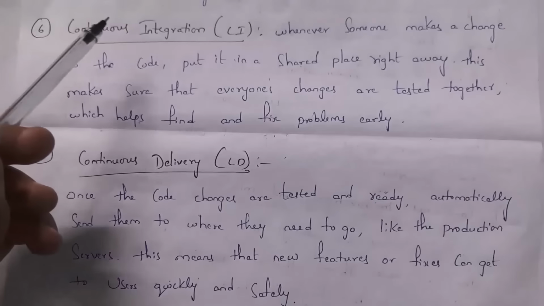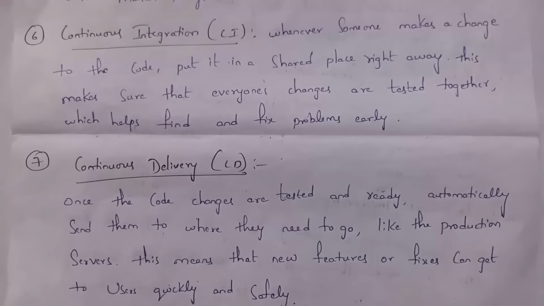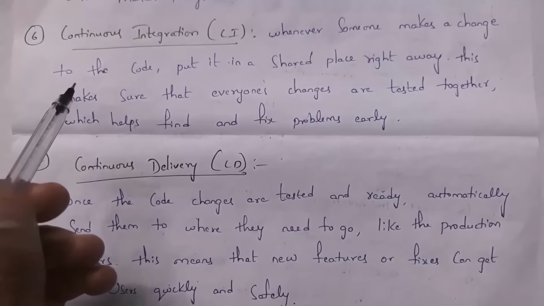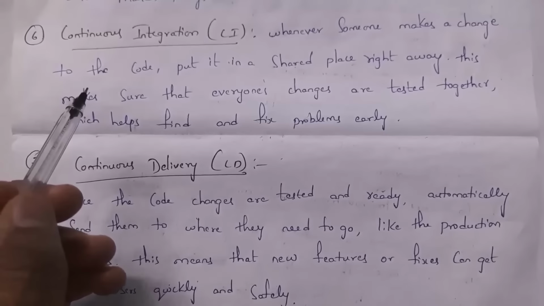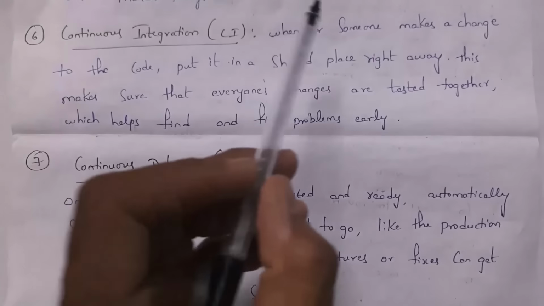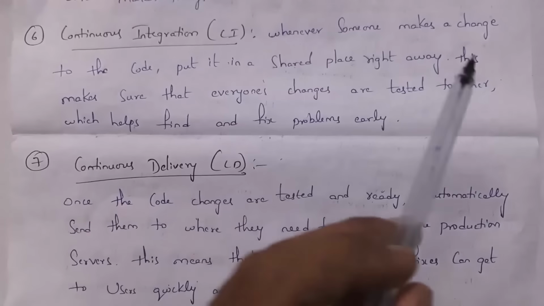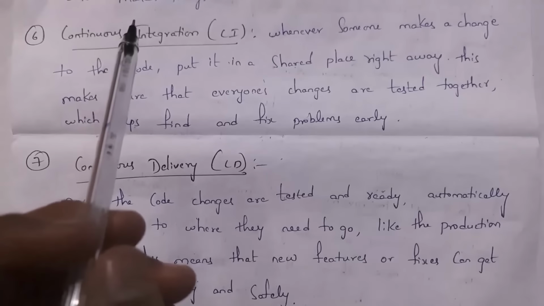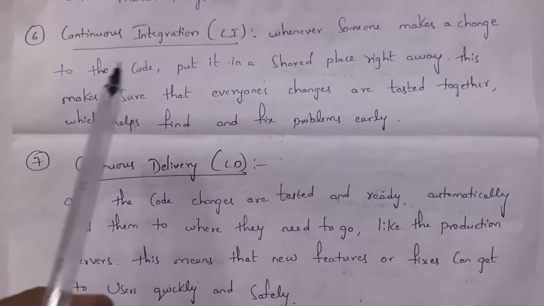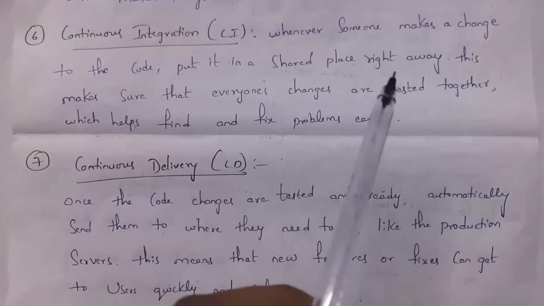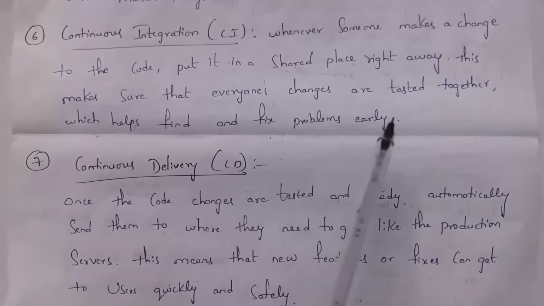Sixth one is continuous integration. Whenever a developer performs any changes in code in order to update software, that code is automatically tested and that update is automatically integrated into the existing software. So whenever someone makes a change to the code, they put it in a shared place right away. That is nothing but placing that code in a Git repository. This makes sure that everyone's changes are tested together, which helps find and fix problems earlier.